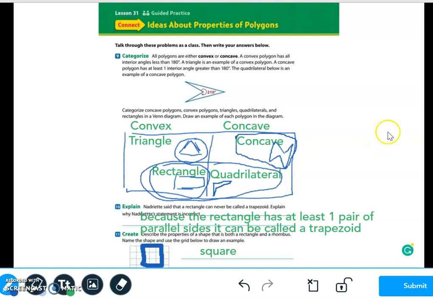Once you are done with question 11 and you have drawn your square here, go ahead and move to your independent practice, which is our next page. You want to do the next page on your own. This is your exit ticket. Complete it. Make sure you submit it through your Nearpod. Make sure you show all of your work.